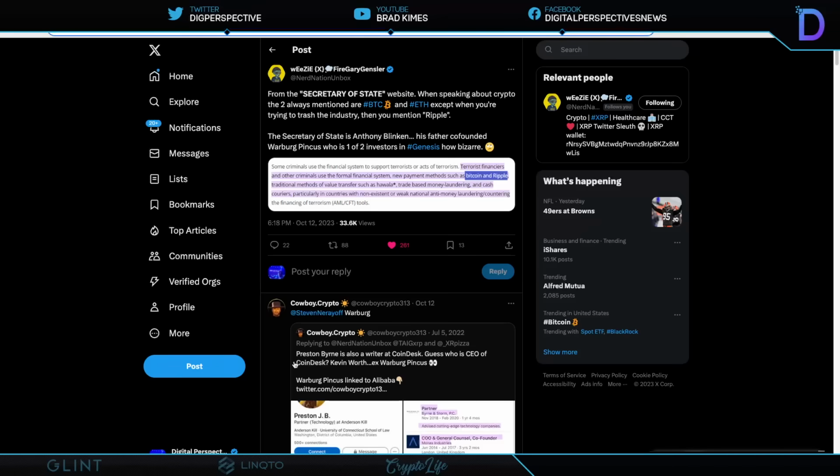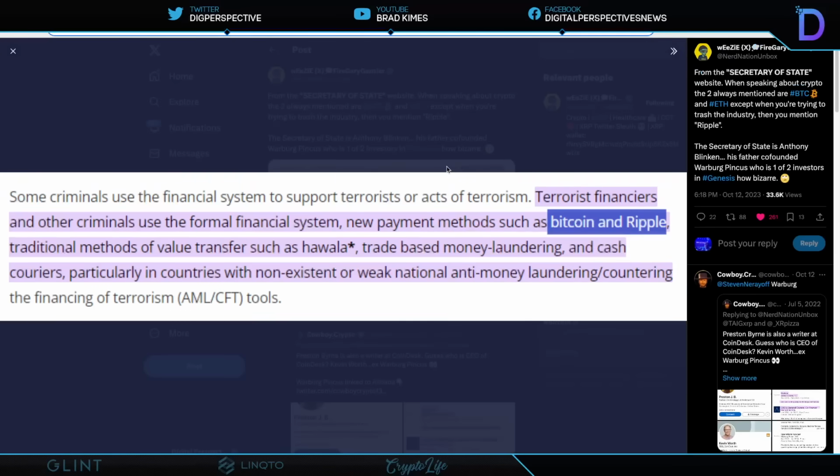Guess who is the CEO of CoinDesk? Kevin Wirth, an ex-Warburg Pincus guy. You know, these circles are awfully puzzling. But here's what it says here from the Secretary of State. And they've been saying it for quite some time, too, by the way.